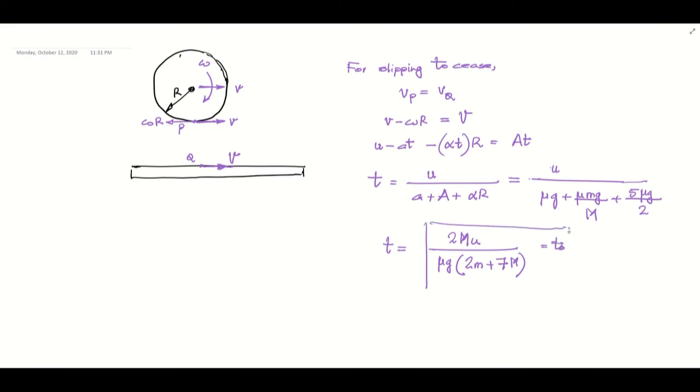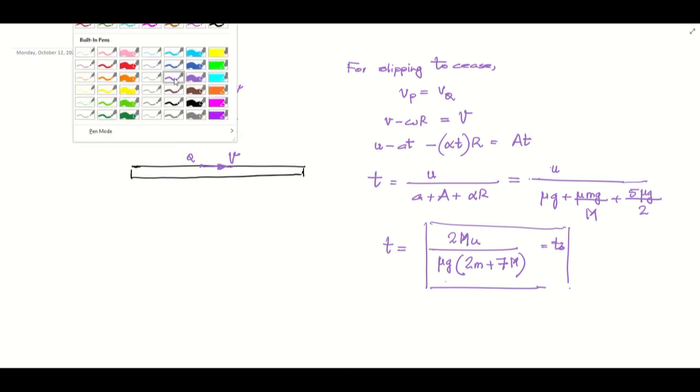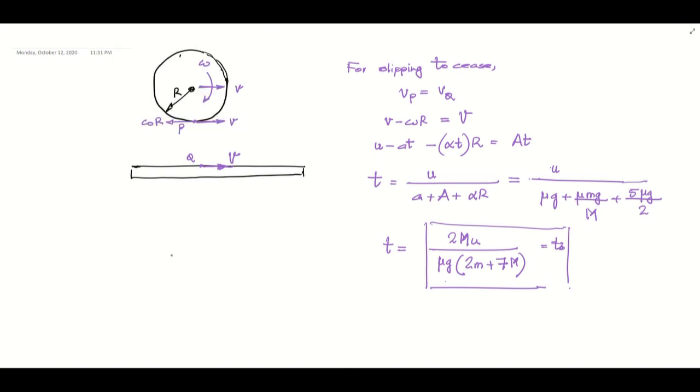Now, as an exercise for you, I would leave it up to you to find the velocities of the sphere, the linear velocity and the angular velocity of the sphere, as well as the velocity of the plank at the moment T0. Understand that after this, these velocities are not going to change, and immediately after T0, the friction force will vanish because slipping has ceased.